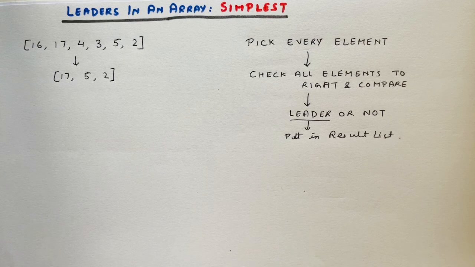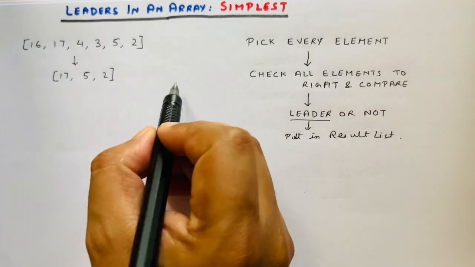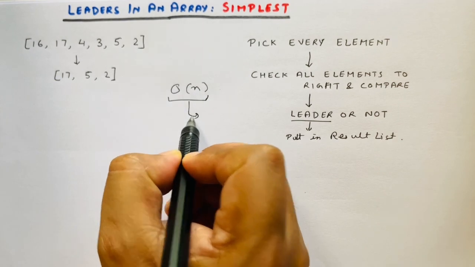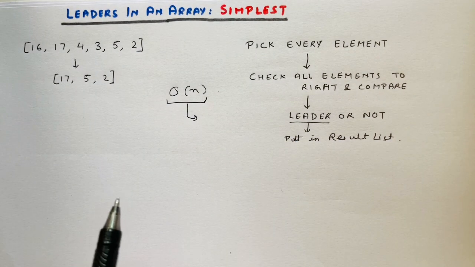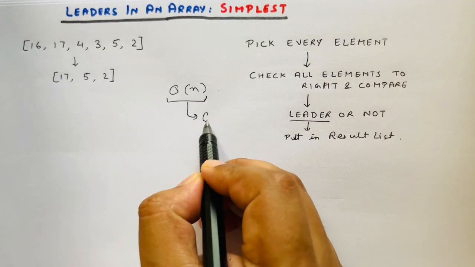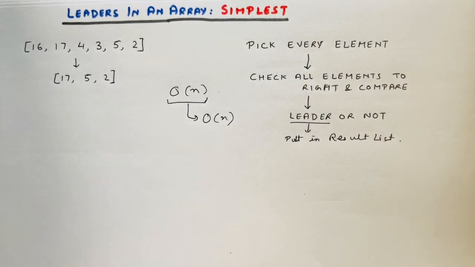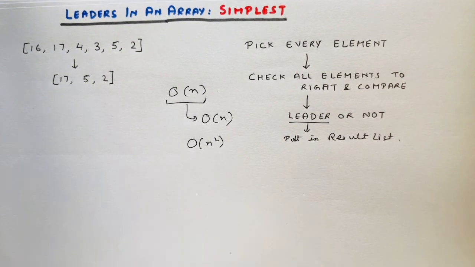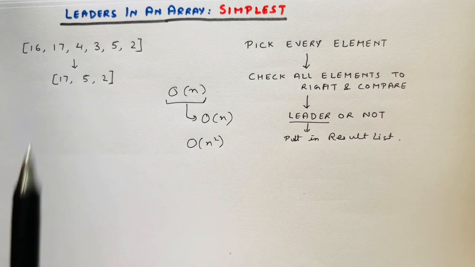What will be the time complexity of such a solution? Picking each element one by one takes big O of n. And for each of those elements, we are moving till the end of the array towards its right. So again, for every element, we need big O of n time, which makes the overall time complexity big O of n square. Now, is this efficient? No. Why? Because we are seeing every element so many times.